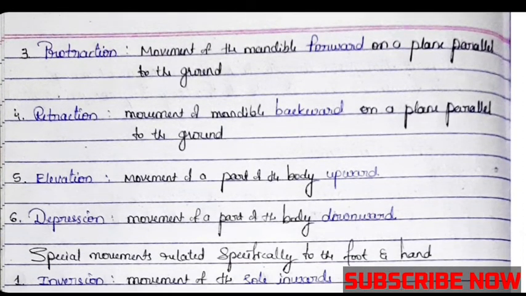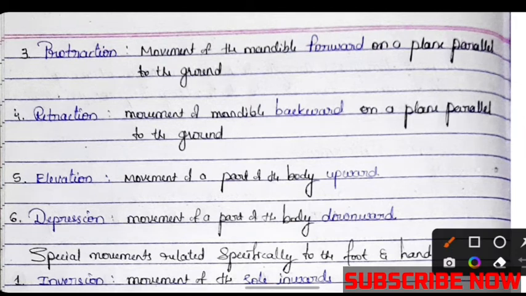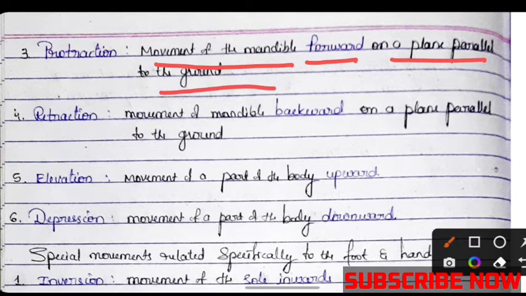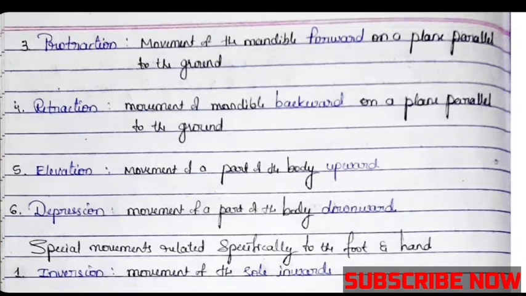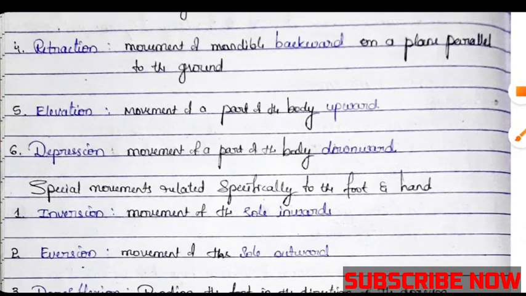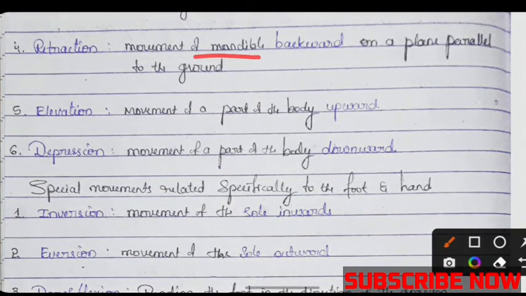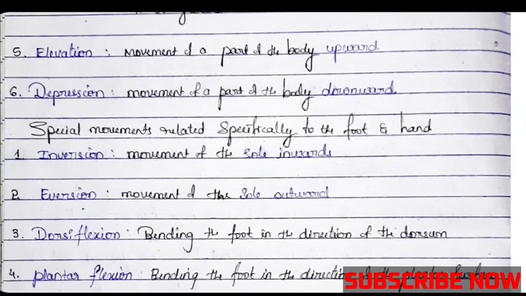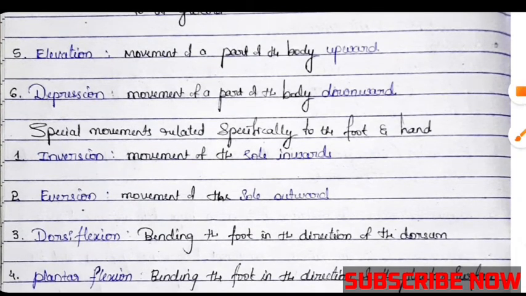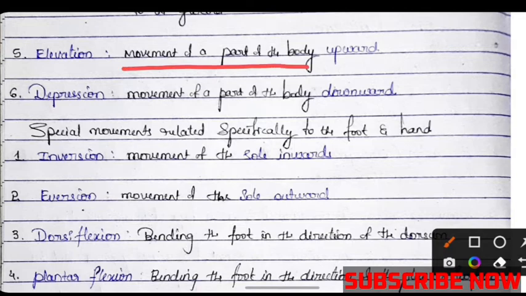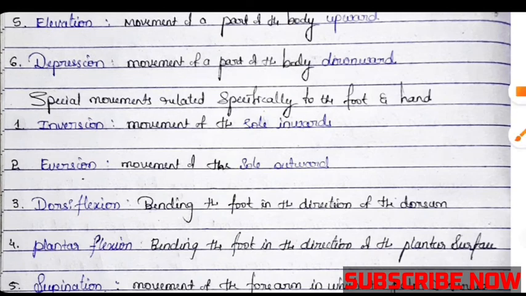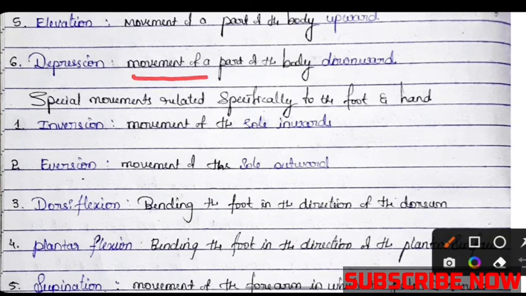Third comes protraction, that is movement of mandible forward on a plane parallel to the ground. Next comes retraction, that is movement of mandible backward on a plane parallel to the ground. Next, fifth one is elevation. Elevation means movement of a part of the body upward, that is superior. Depression means movement of a part of the body downward, that is towards inferior.